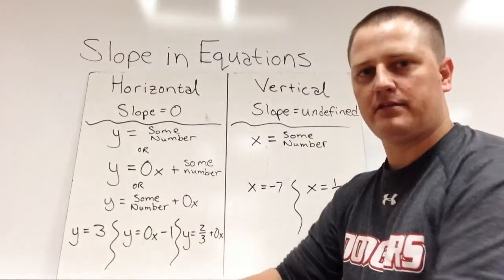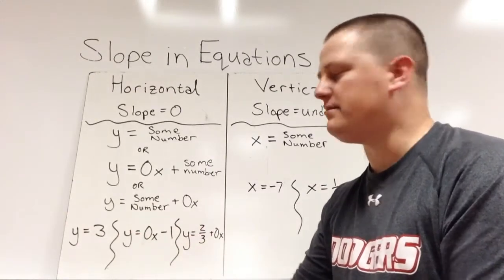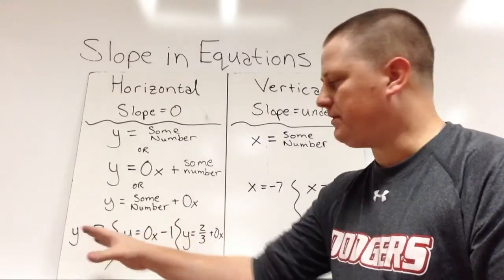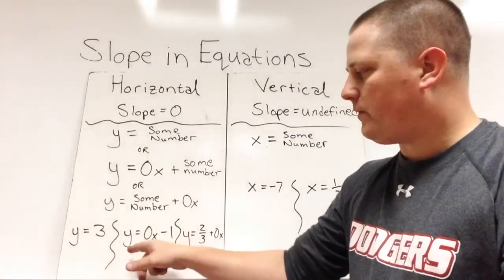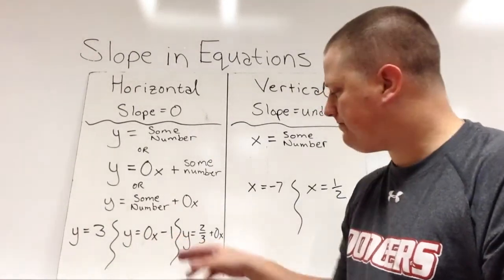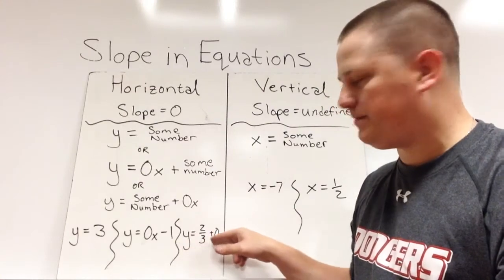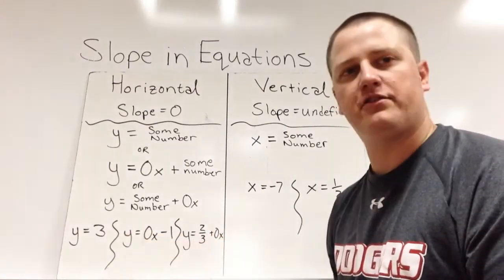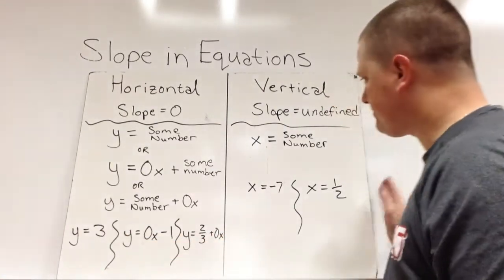Y equals 3, since there is no x, that means we multiplied by 0. So there's no slope, a 0 slope. Here we have y equals 0x minus 1, and here we have y equals 2/3 plus 0x. So each of these have slopes of 0.